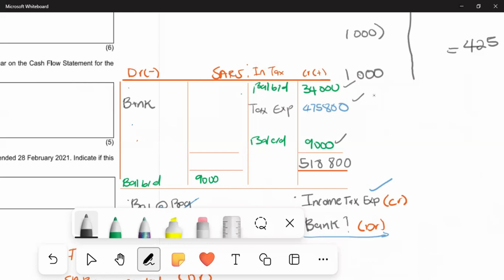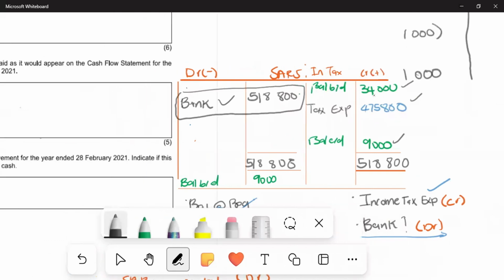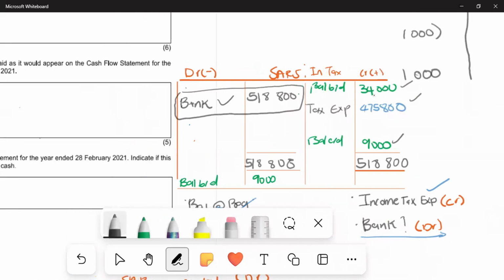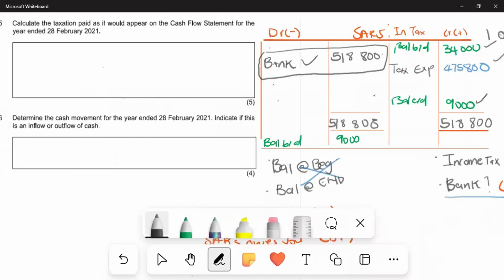And remember, your credit side would be equal to your debit side. And here on my debit side, I only have one line item, which is my bank. So as a result, this would be the balancing figure for bank, 589. And this is how much we paid to SARS. And this would be the amount that you're going to recognize in your cash flow as taxation paid, right? And remember, this would always be an outflow, okay?